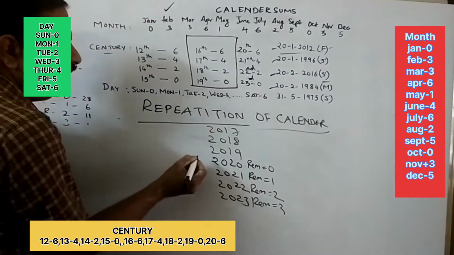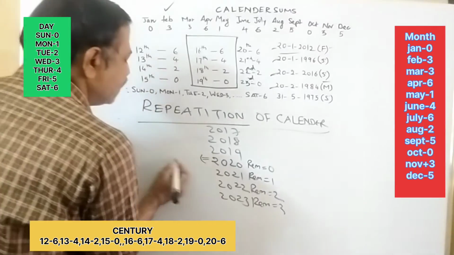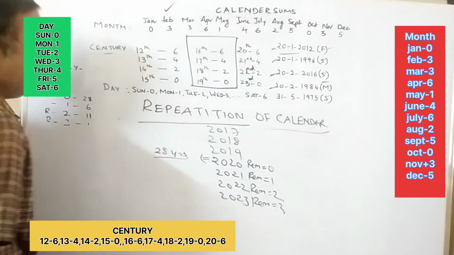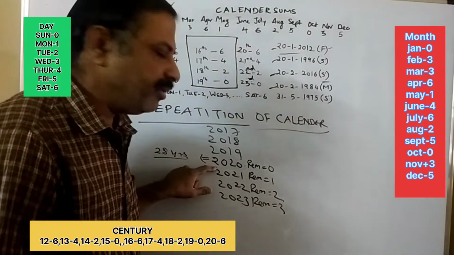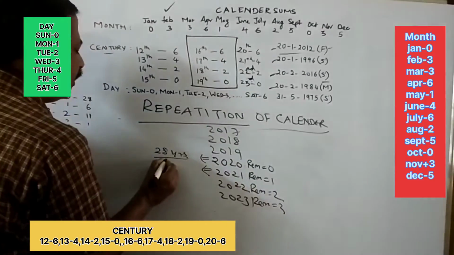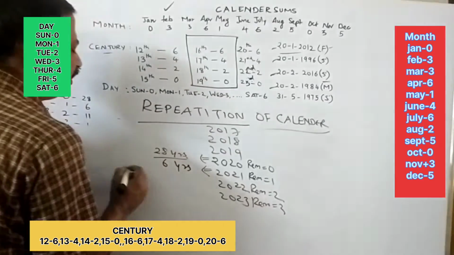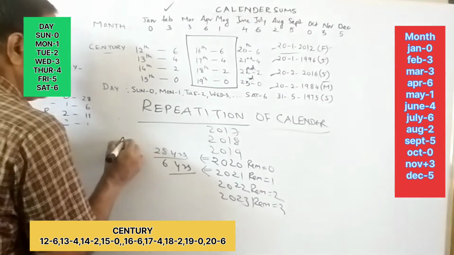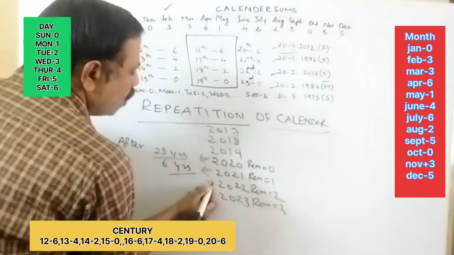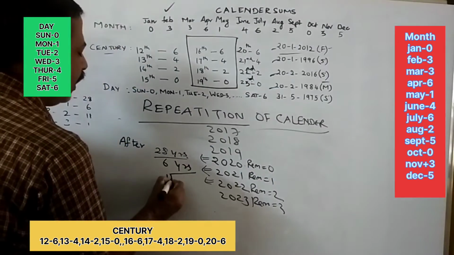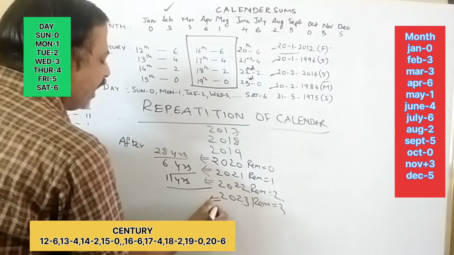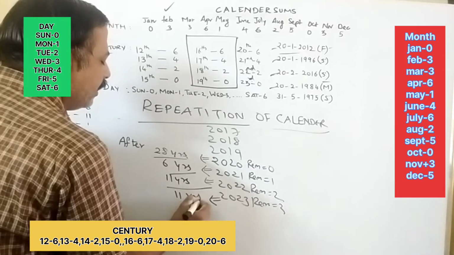If the remainder is 0 for any year, the calendar repeats itself after 28 years. I have to add 28 years to 2020. If the remainder is 1, the calendar repeats itself after 6 years. If the remainder is 2, the calendar repeats itself after 11 years. If the remainder is 3, the calendar repeats itself after 11 years.